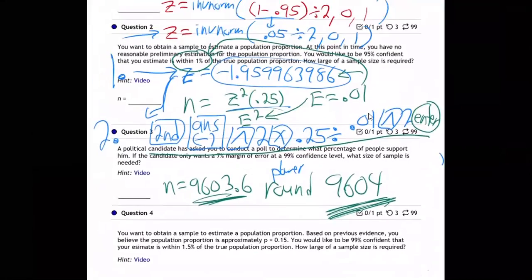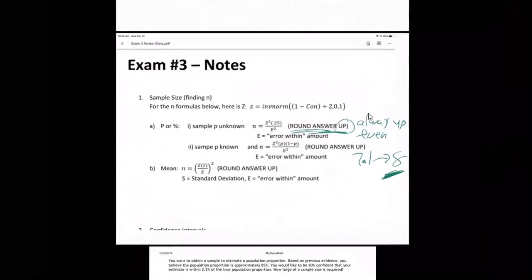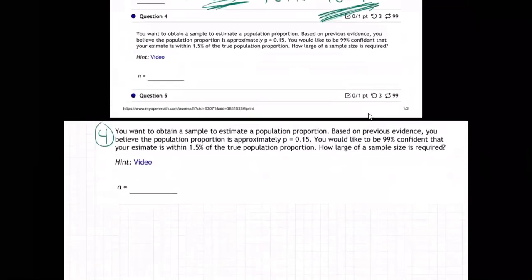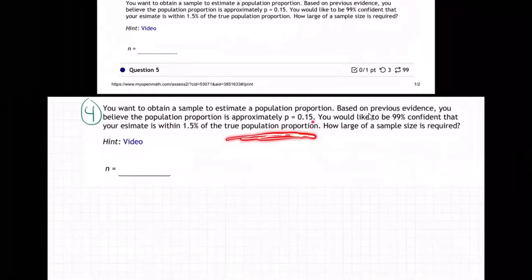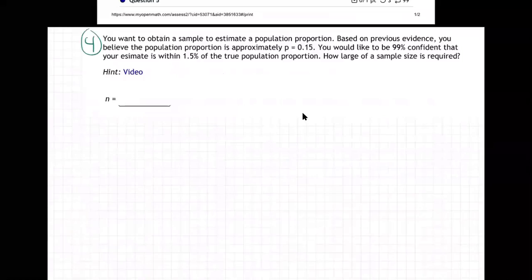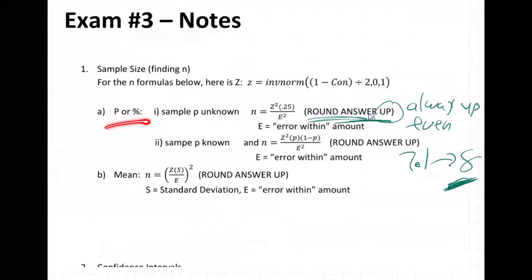So we go, okay, where's the, down here? Here's the exam 3 notes. It's actually number 1 about finding sample size. And so how are we going to do it? Well, it's either going to be a p or a mean. How do we know that? Well, this one's talking about proportion. That's the p. Some of the other ones will talk about mean, and that's how you know you need the other formula. But this one is saying proportion, so that's p. It's p or a percentage.